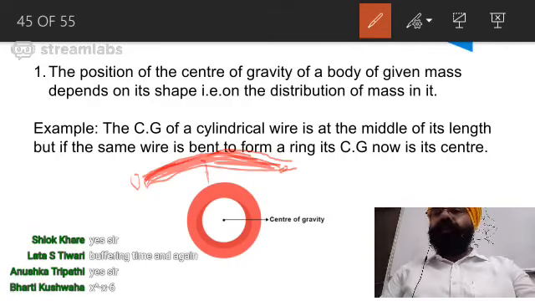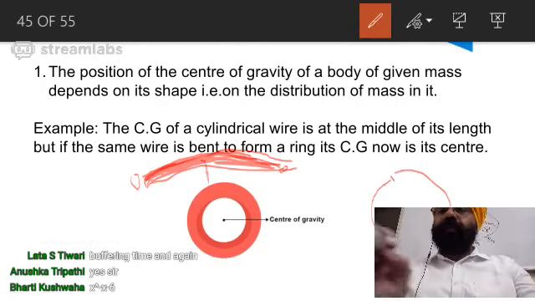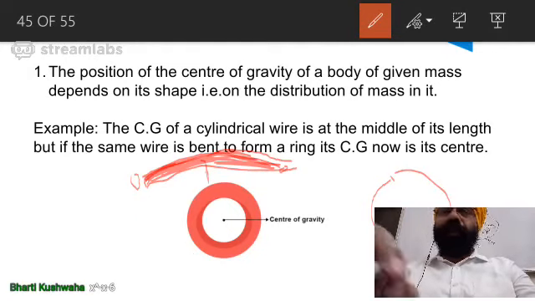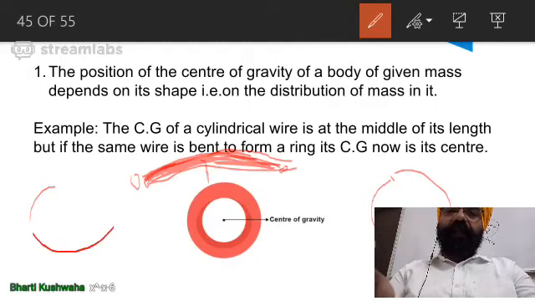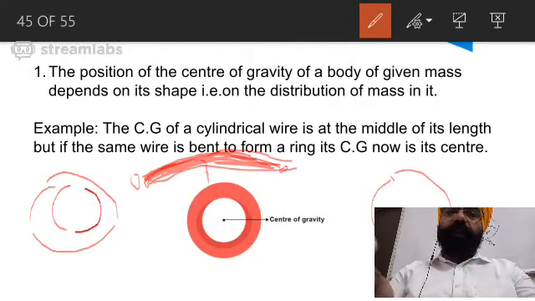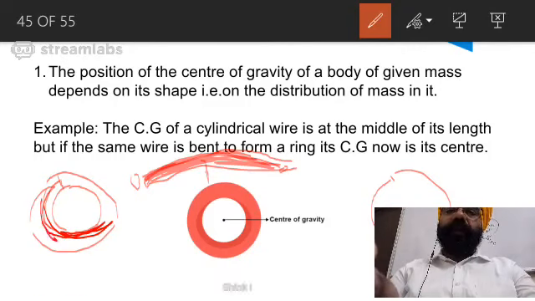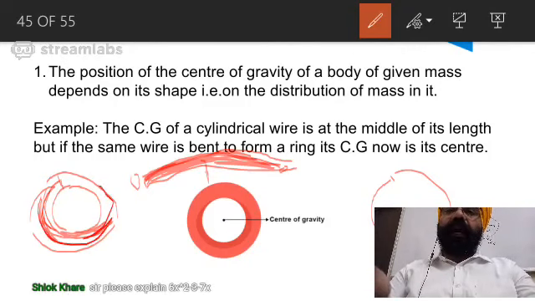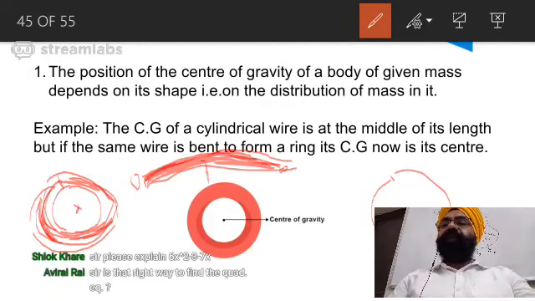But as soon as I turn it, oops, I'm writing on my face again, I suppose. Let me undo this. I'll do it this side. Now as soon as I turn this and it becomes a ring, now what happens? Now the center of gravity, which was till now on the mass, is not on the mass, it is somewhere over here, in the middle. Got it? The position of center of gravity of a body of given mass depends on its shape.